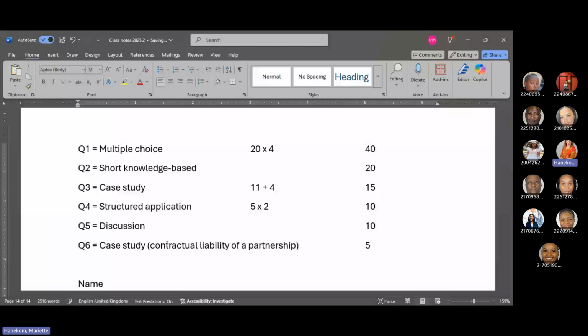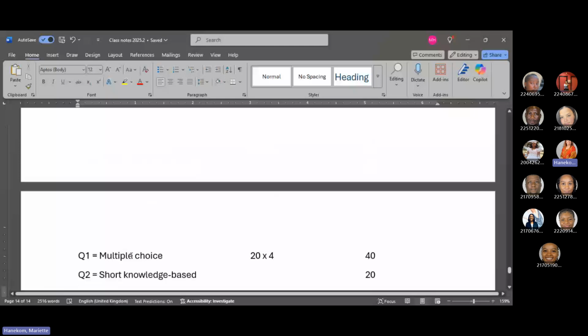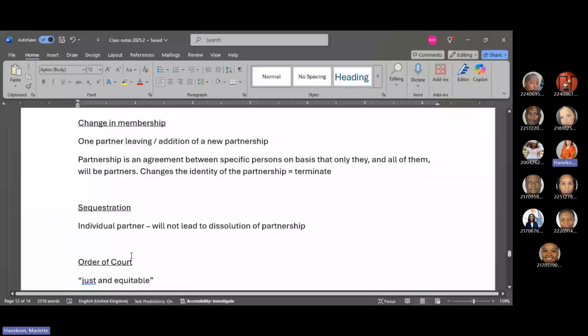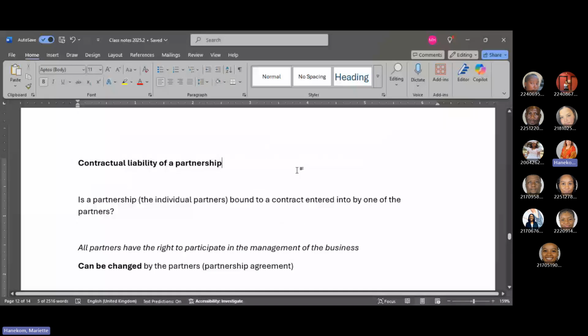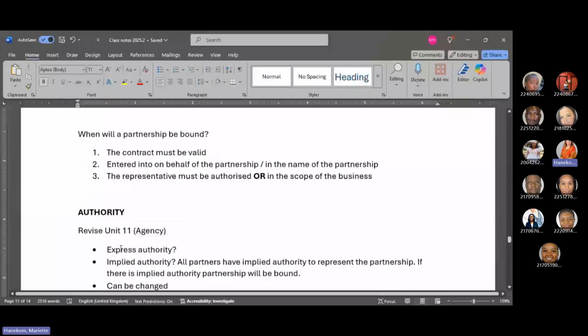Is the partnership bound to the contract? Let's go up to where we did that. Contractual liability of a partnership, there it is. Is the partnership bound to a contract entered into by one of the partners? How do we answer this? Remember, I'm literally giving you the answer here, so I hope you're listening to me.